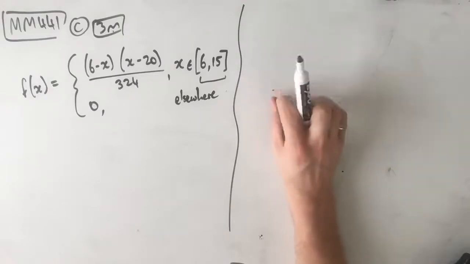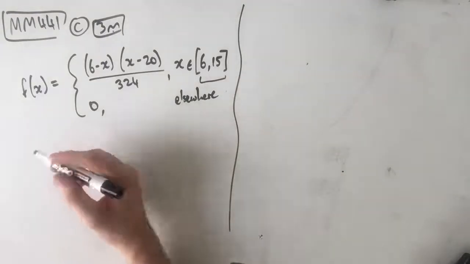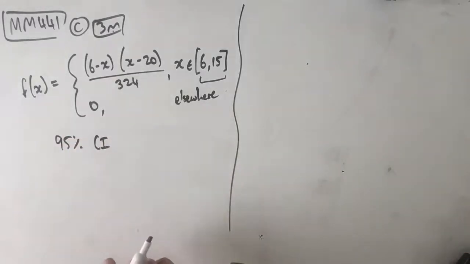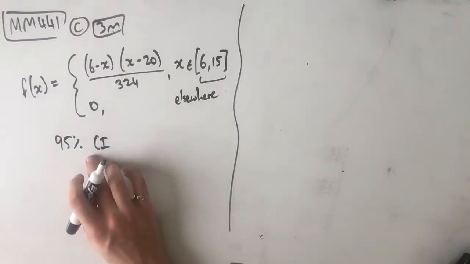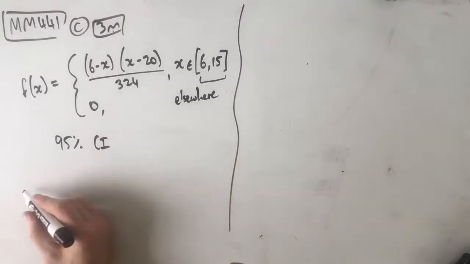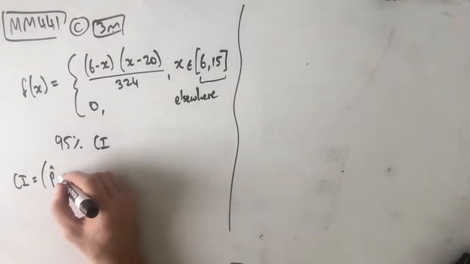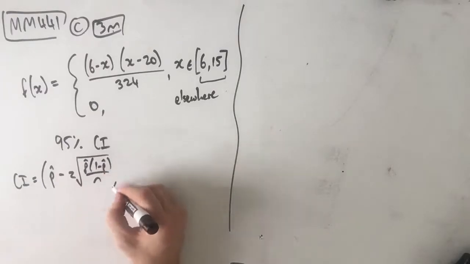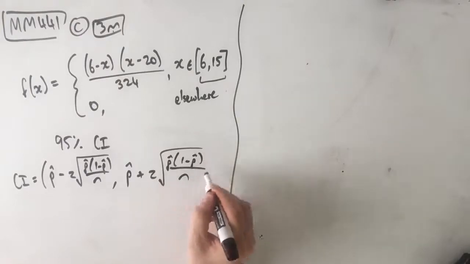Awesome. So what we're dealing with is a confidence level, right? So what they're saying is they are 95% sure, which means that it's a 95% confidence interval, right? Now, we know that a confidence interval is given by p hat minus z root of p hat times 1 minus p hat on n, to p hat plus z root of p hat times 1 minus p hat over n.